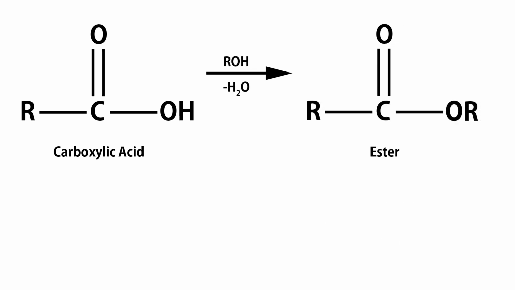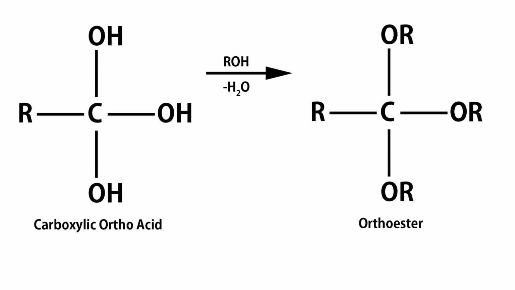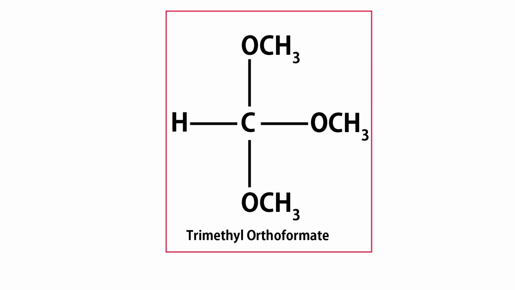Now we know that if we condense the hydroxyl group of a normal carboxylic acid with an alcohol, we get an ester. This is well known in chemistry and done every day. If we went a step further and did this to our hypothetical orthoacid on every hydroxyl group, we would get an orthoester. Interestingly enough, this stuff can be made using a roundabout procedure, and we're going to do just that in this video. We're going to focus on making trimethyl orthoformate.